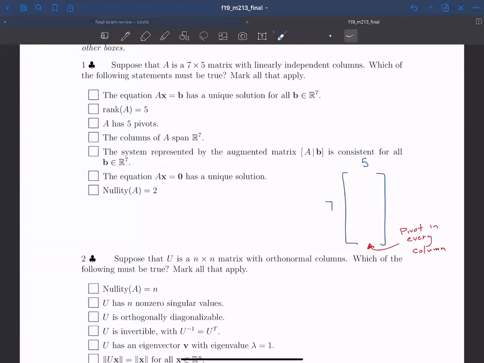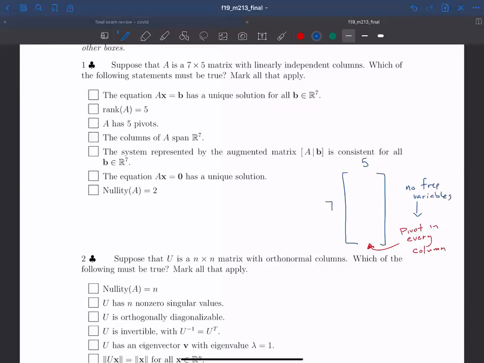So let's go down the list now. Now that I've written out what I know, let's go down the list. So the first option: the equation Ax equals b has a unique solution for all b in R7. Is that going to be true? No. Why is it not going to be true? Because there are free variables. Well, in this case, no, there's not free variables, right? Because we have a pivot in every column, so there's no free variables. But we don't have a pivot in every row.